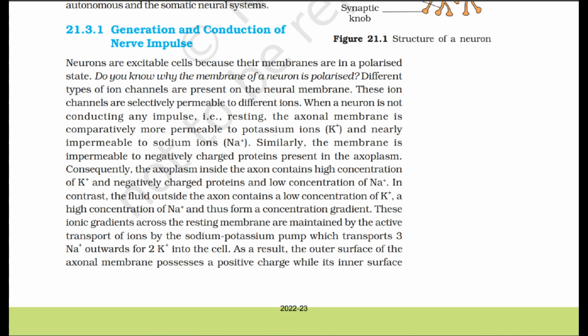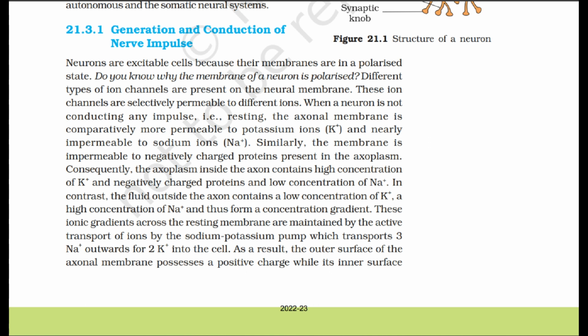Similarly, the membrane is impermeable to negatively charged proteins present in the axoplasm. Consequently, the axoplasm inside the axon contains high concentration of K+ ions and negatively charged proteins and low concentration of Na+ ions.